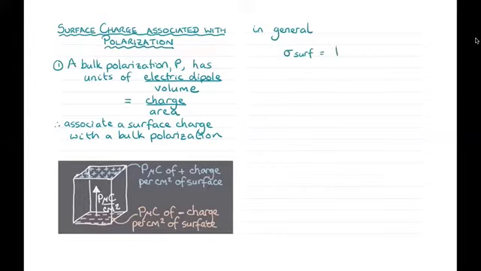In general, if the surface is not perpendicular to the polarization, then the surface charge is given by this bulk polarization, which is a vector, the dot product of the bulk polarization with the surface normal. So N here is the unit surface normal.